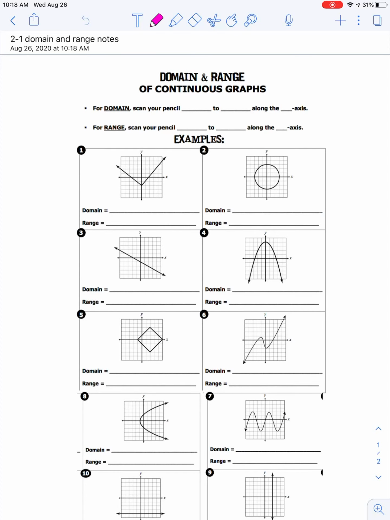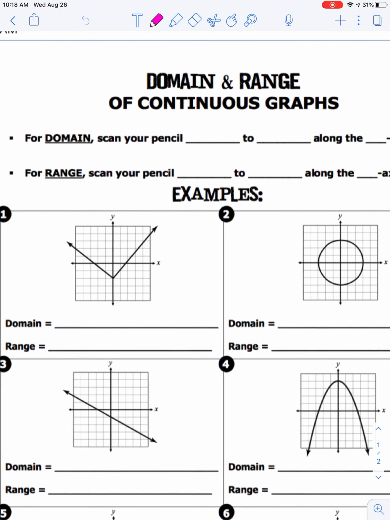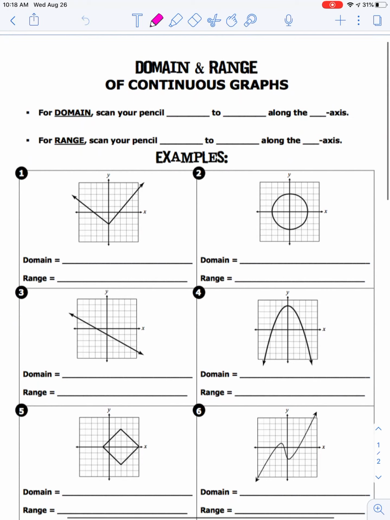So this is just review from Algebra 1. For domain, you are going to scan your pencil from the left to the right, which is along the x-axis. And for the range, you're going to scan your pencil from the bottom to the top, which is along the y-axis.